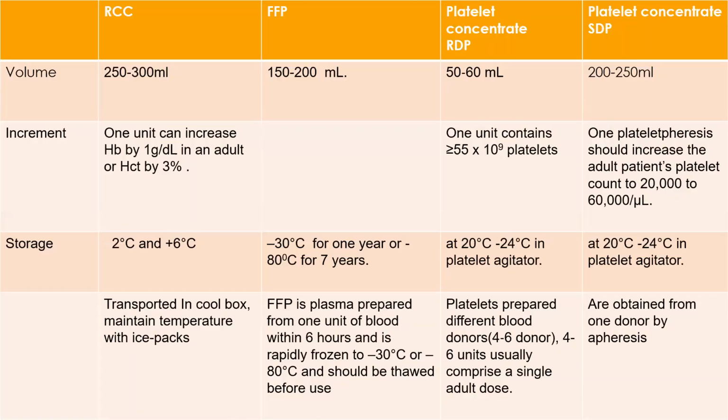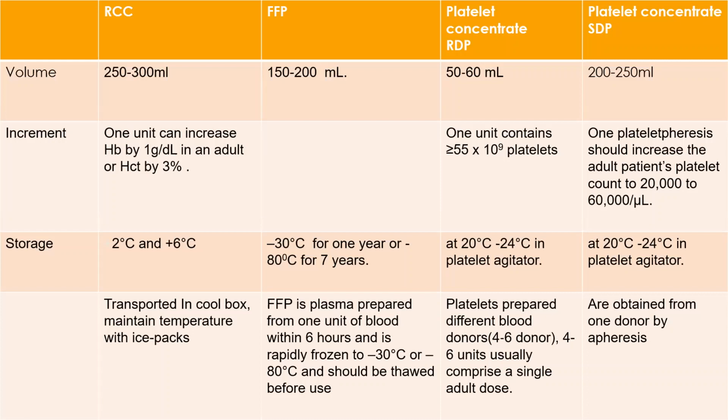I will briefly discuss these components. The volume of RCC is about 250 to 300 ml, and 1 unit of RCC can increase Hb by 1 gram per dL. The storage of RCC is plus 2 degrees C to plus 6 degrees C in a blood bank or in a refrigerator. The volume of FFP is about 150 to 200 ml, and the storage of FFP is minus 30 degrees C for 1 year or minus 80 degrees C for 7 years.